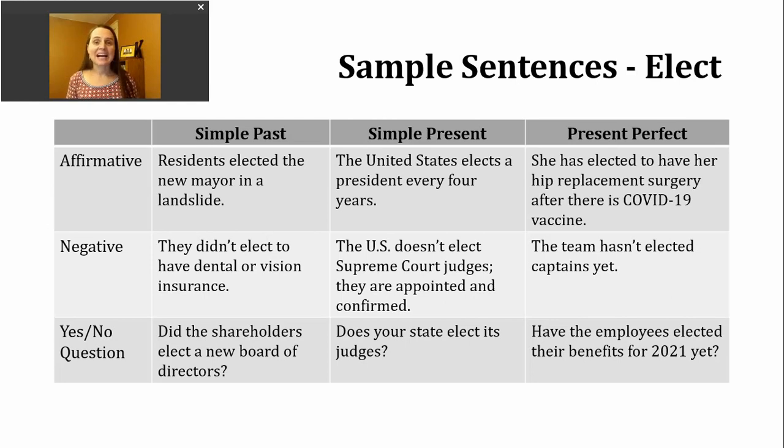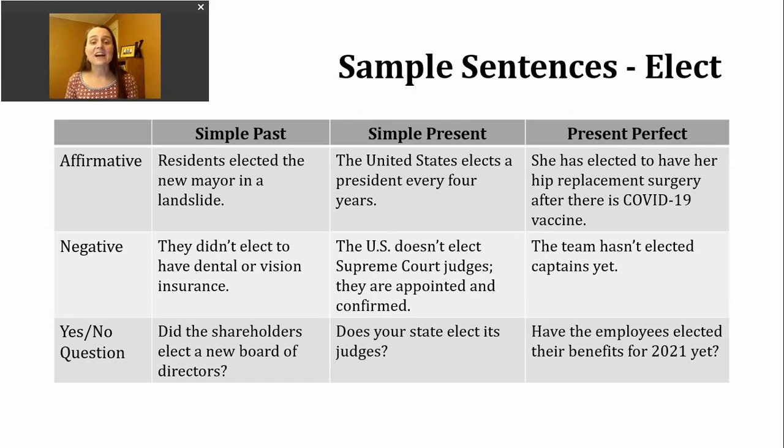So, again, what this sentence is saying is that the United States people do not get to vote on a new Supreme Court judge. If I want to make a yes or no question in the simple present, I'm going to start with do or does, then I'll have my subject, and then the base verb.